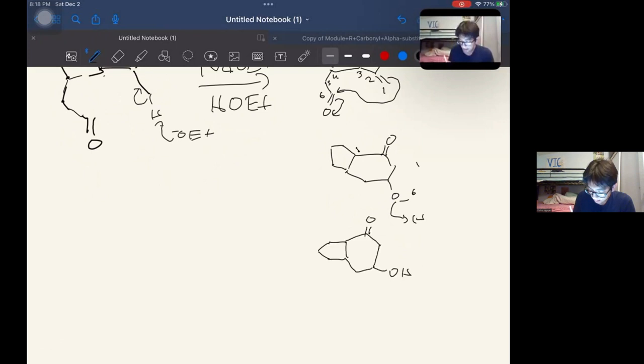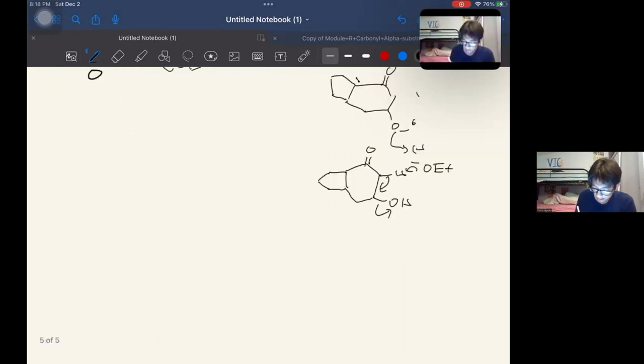And then again, because it's already a ring, it's very likely for an OEt minus to grab an H that's at the alpha carbon to form a double bond, which forces the OH to go off. And it looks like this.